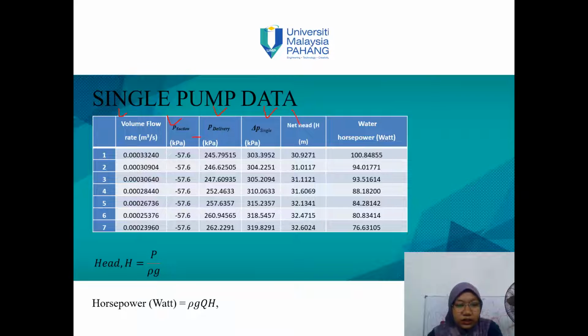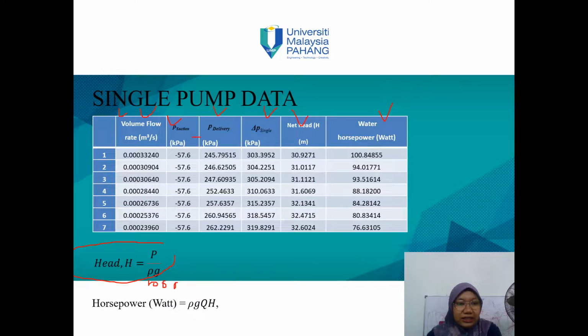And then for the net head, we use the formula H equals P over rho G. Rho is defined by the density, which is 1000, and G is the gravity acceleration, which is 9.81. And then for the water horsepower, we use the formula horsepower equals rho G Q H. Rho is the density, G gravity acceleration, Q is the volume flow rate, and H is the net head of the pump. And then proceed.